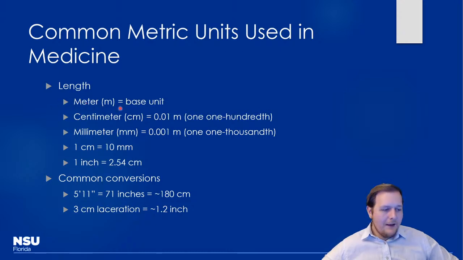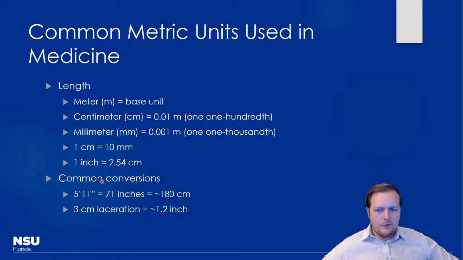So again, a meter is the base unit here. A centimeter is just going to be 1/100th of that, and then a millimeter being 1/1000th, right? So 1 centimeter is equal to 10 millimeters, which makes sense based on this conversion here. And then 1 inch is another handy conversion to know. It won't come up as often as the pounds to kilos, but 1 inch is equal to 2.54 centimeters, right?